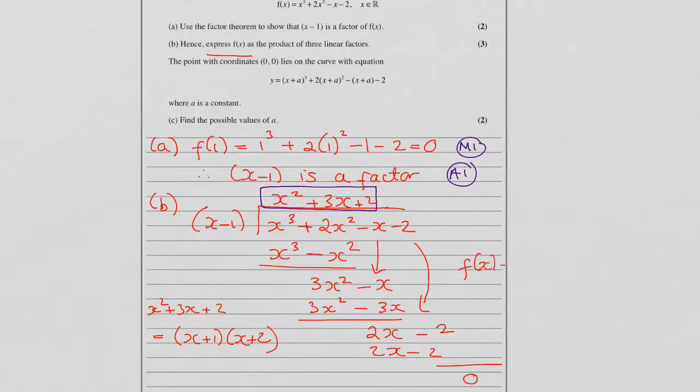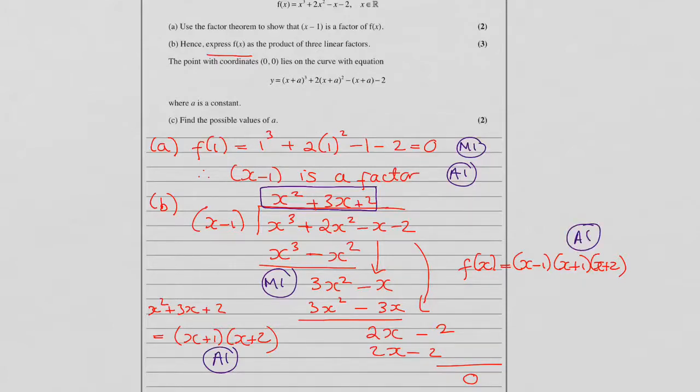So f of x equals the original factor, x plus 1 and x plus 2. So your marks, you get 1 mark for using algebraic division or equating coefficients. You get 1 mark for these 2 factors down here, and then 1 mark for putting them all together.